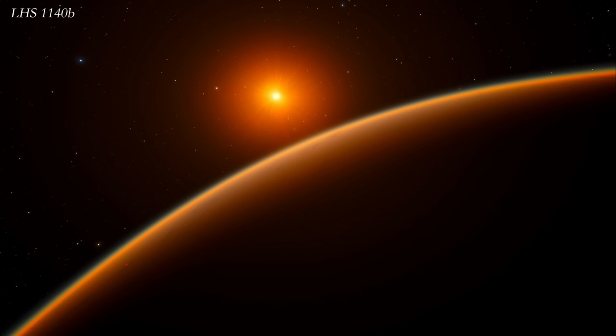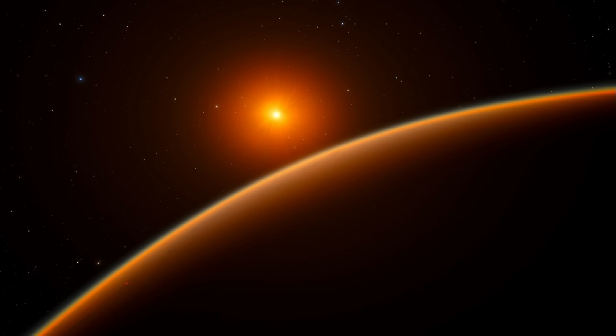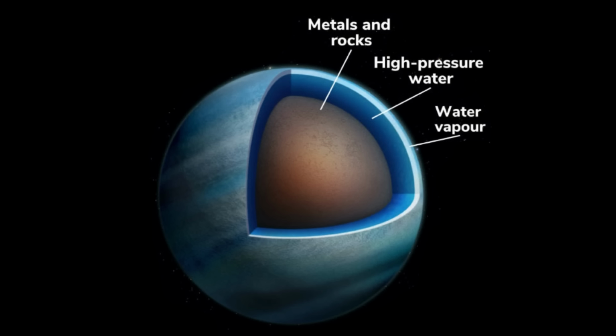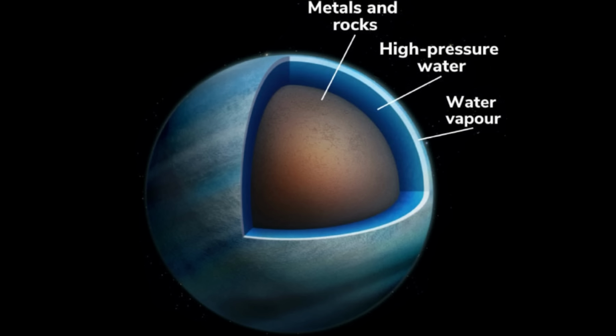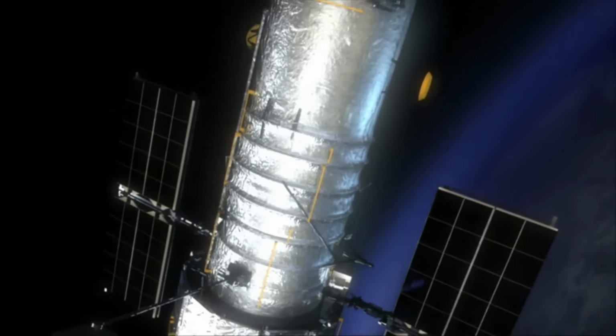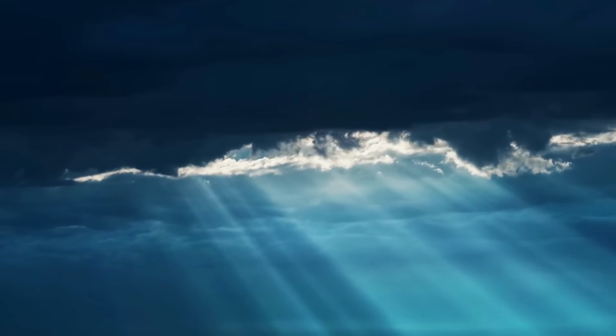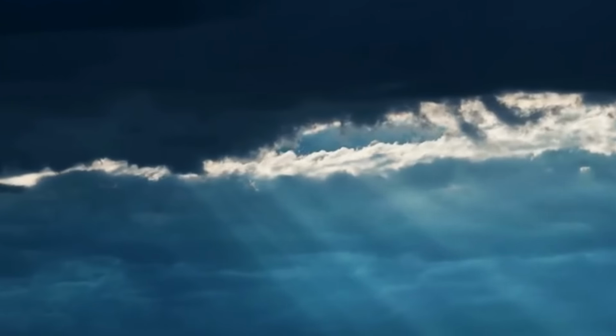LHS 1140b is a super-Earth orbiting inside the habitable zone of its star. Its measured mass and radius indicated a lower density than Earth, suggesting that around 10% of its mass would be water. But we would have no idea that this planet did have water unless we have observational data to support that. And with data from the Hubble telescope and the James Webb telescope, we found evidence of an atmosphere made of nitrogen, carbon dioxide, and water vapor. There's water here. Why are we talking about this more?